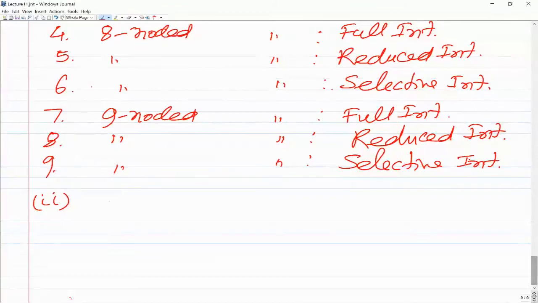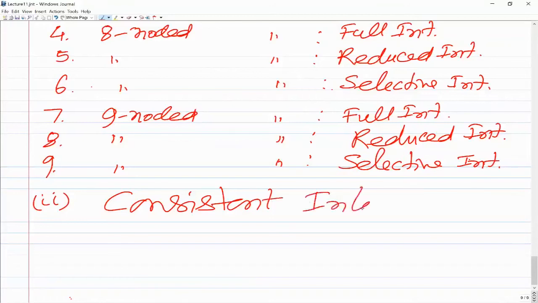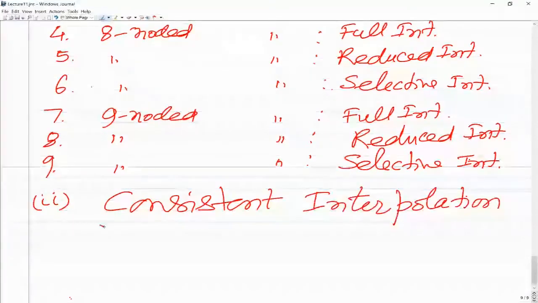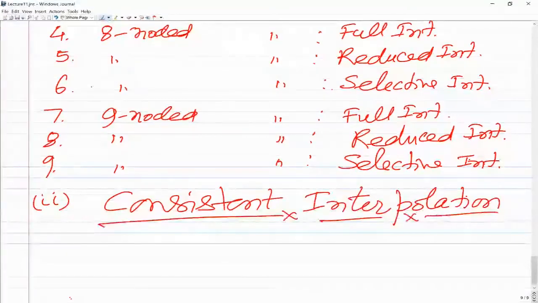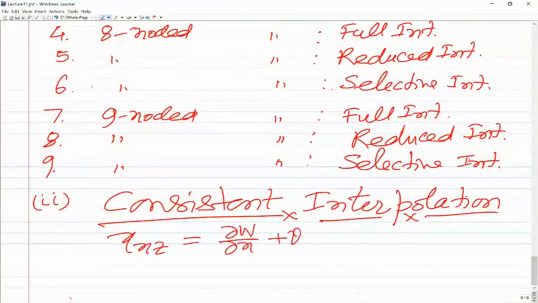Now the second method of eliminating locking is known as consistent interpolation. What we do in this is, we already know the transverse shear strains are gamma xz equals del w by del x plus theta x, and gamma yz equals del w by del y plus theta y.